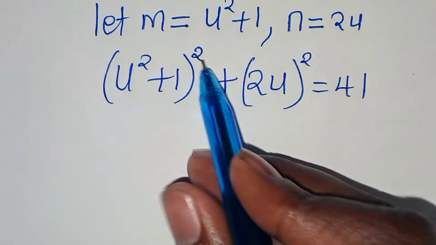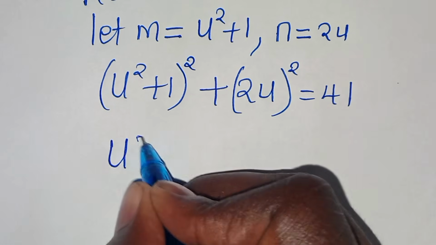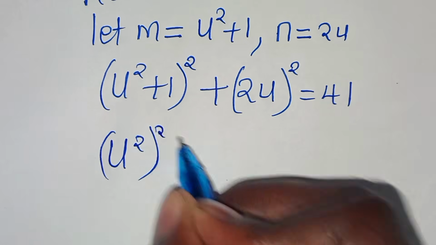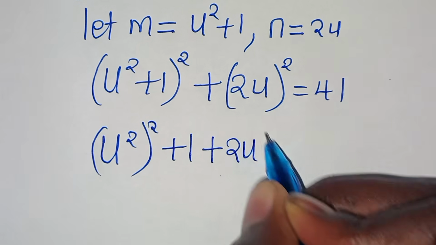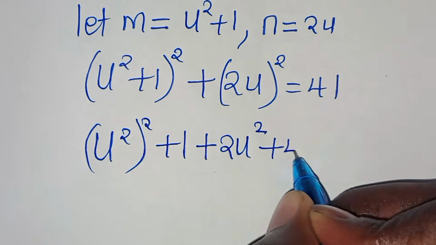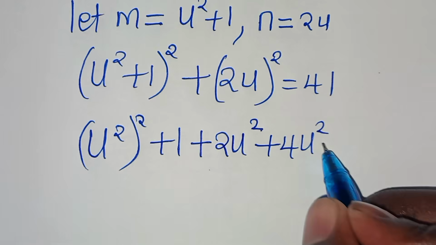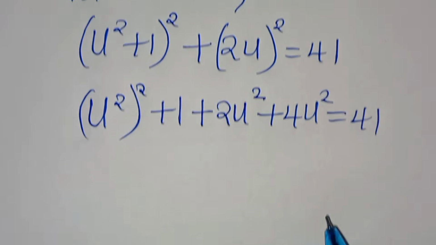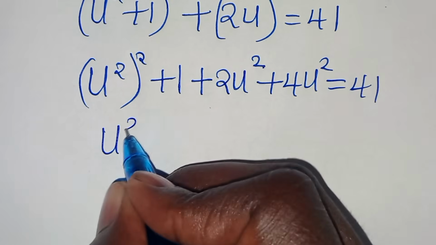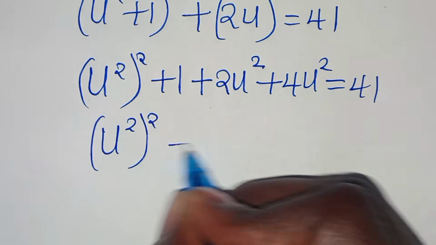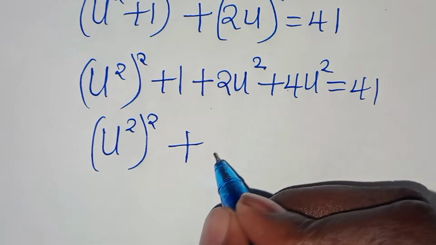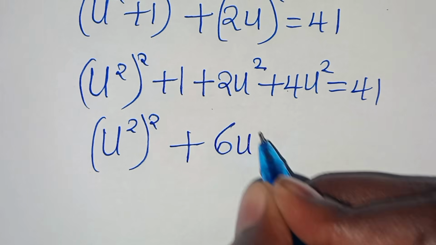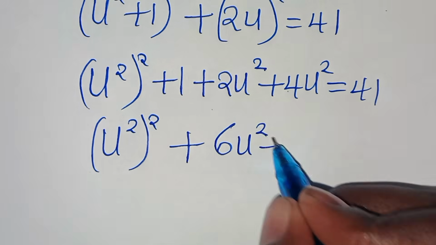So let us expand this equation here. So this is (u squared) squared, then plus 1, then plus 2u squared, then plus 4u squared. This is equal to 41. So we have (u squared) squared, then plus, we have 2u squared plus 4u squared. This is 6u squared, then plus 1.